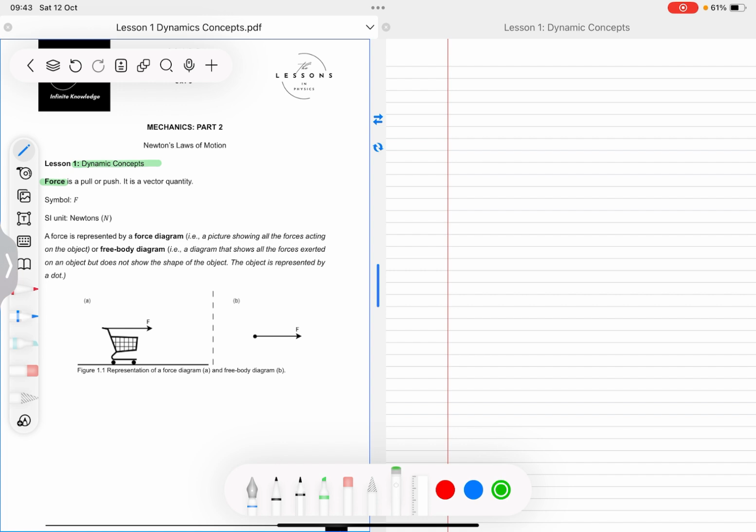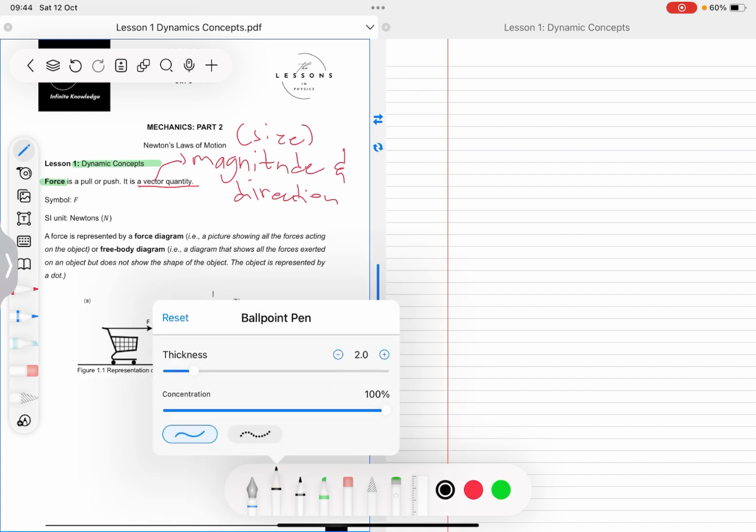Now, a force is a vector quantity, right? So now the question would be, what is a vector quantity? A vector quantity is a physical quantity that has both magnitude and direction. Now, what do we mean by magnitude? Magnitude means size, right? By that we mean how big is the force that we're applying here? How big is the force?